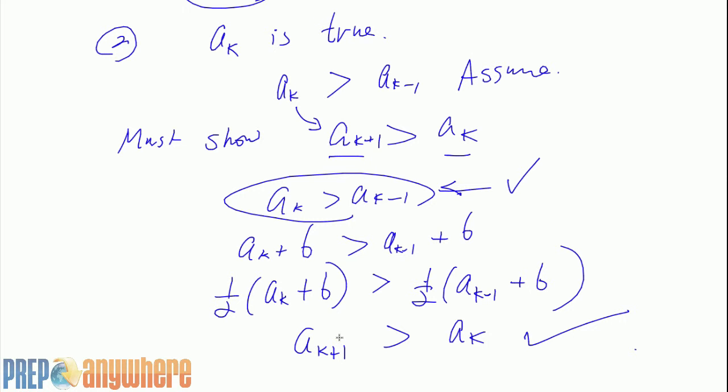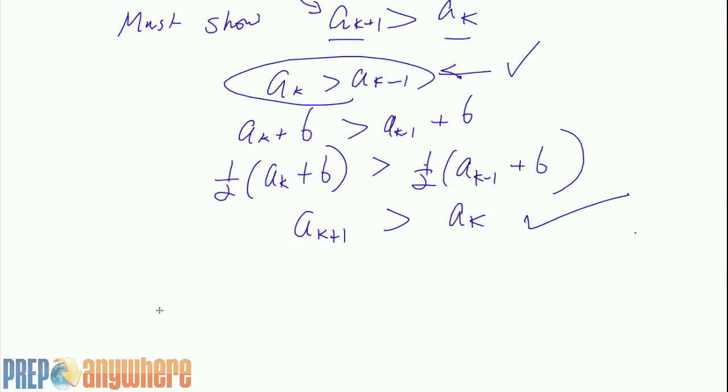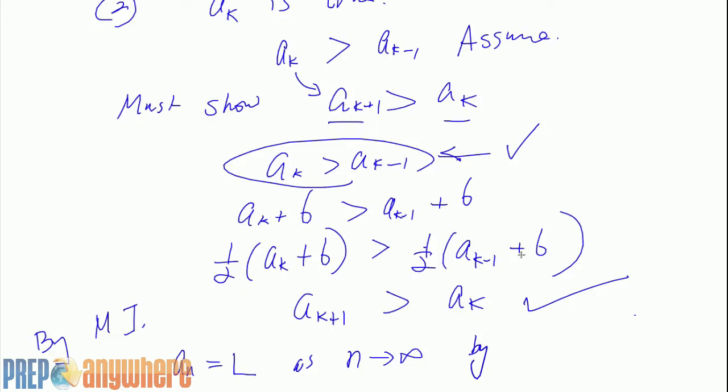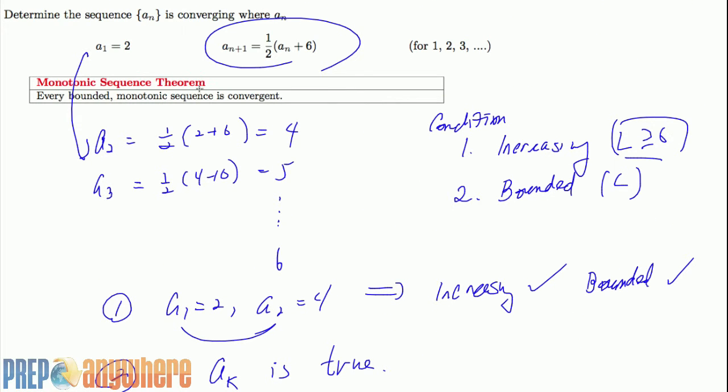So that essentially proves that there is a limit to AN which is approaching L. By mathematical induction, AN is approaching L as n approaches infinity, by this monotonic sequence theorem. We've shown that it's capped and it's always increasing.